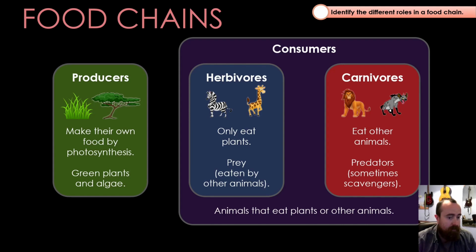So that's how we classify things within a food chain. Producers are eaten by herbivores. Herbivores are eaten by carnivores.